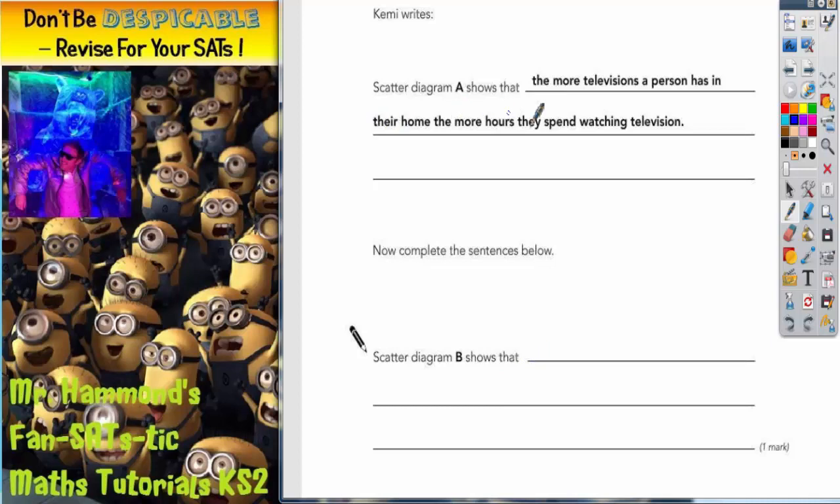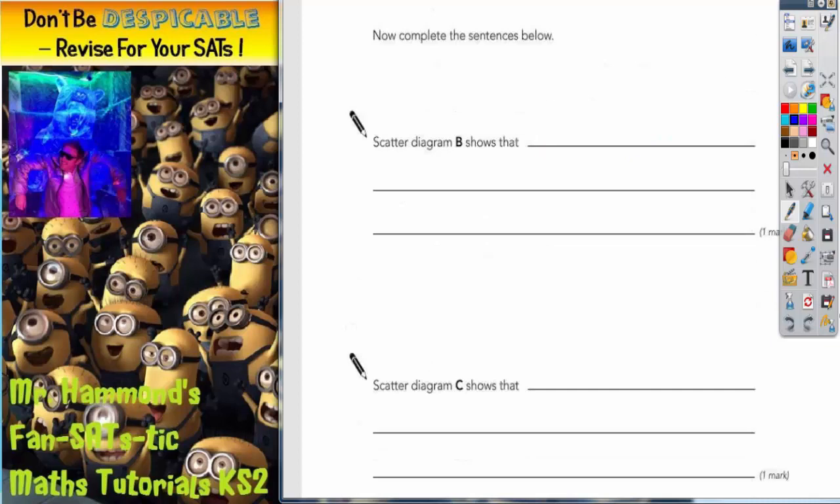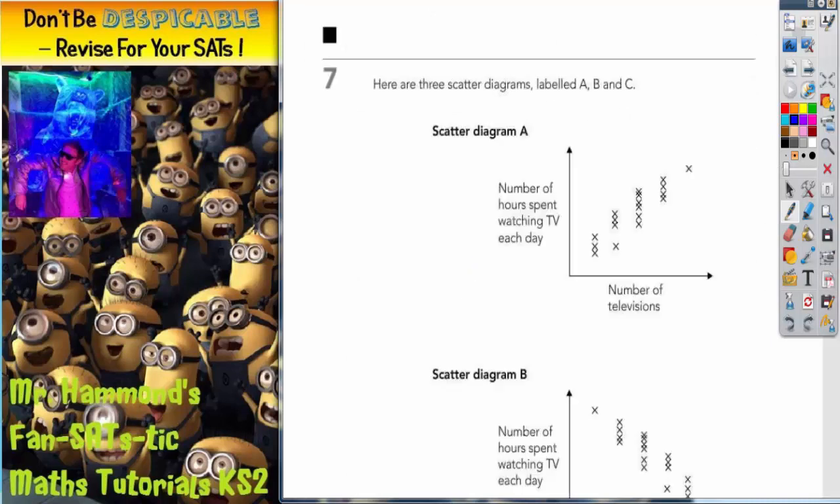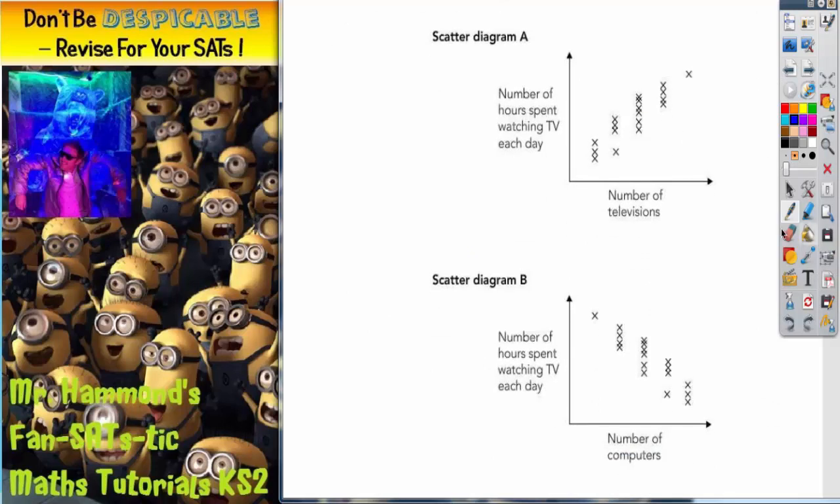Scatter diagram A shows that the more televisions a person has in their home, the more hours they spend watching television. We've got to write a similar sort of sentence for diagram B and C. So let's go back and have a look at the diagrams. And let's have a look at the way the crosses are pointing. Well, if the crosses are pointing in an upwards direction, we generally call this positive correlation.